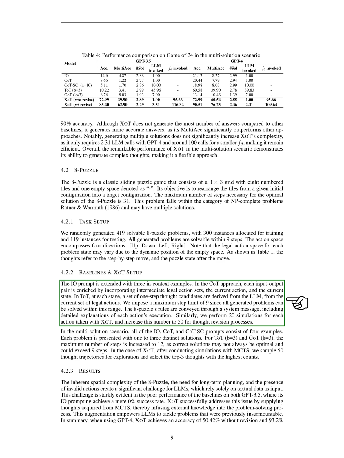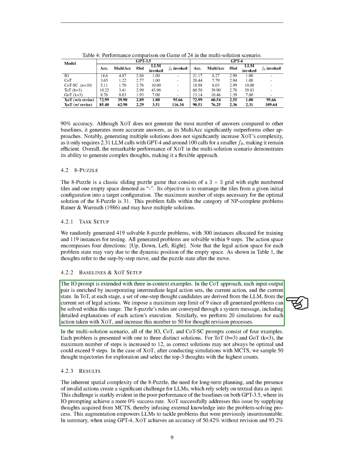Similarly, we perform 20 simulations for each action taken with XoT, and increase this number to 50 for thought revision processes. In the multi-solution scenario, all of the IO, CoT, and CoT-SC prompts consist of 4 examples. Each problem is presented with 1 to 3 distinct solutions. For ToT, B=3, and GoT, k=3, the maximum number of steps is increased to 12, as correct solutions may not always be optimal and could exceed 9 steps. In the case of XoT, after conducting simulations with MCTS, we sample 50 thought trajectories for exploration and select the top 3 thoughts with the highest counts.